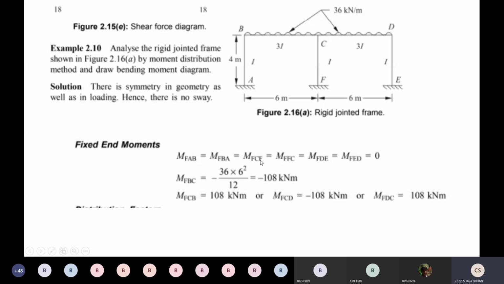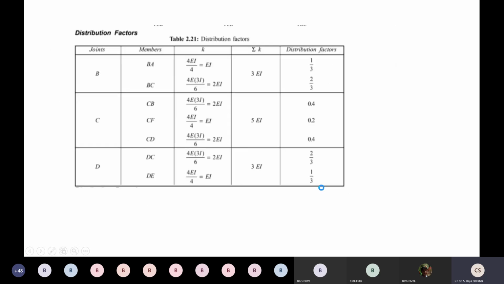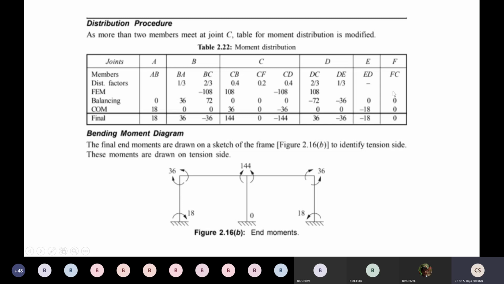AB, BA, CF, like that. For all members, you have to write carefully. I have written here. Consider joint B, whether it is satisfying the joint equilibrium equation, that you have to examine. For the BA member, the fixed end moment is 0. For the BC member, the fixed end moment is minus 108. That means at joint B, there is an unbalanced moment.